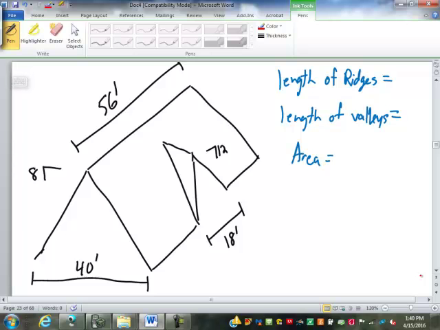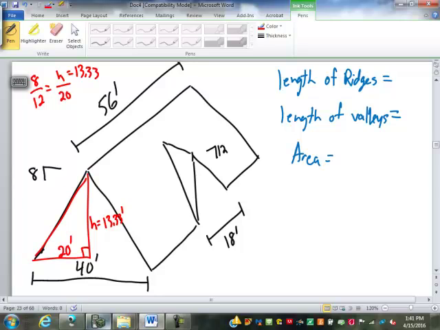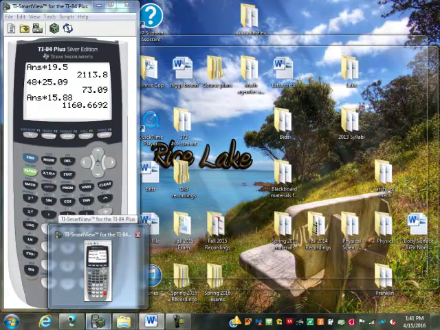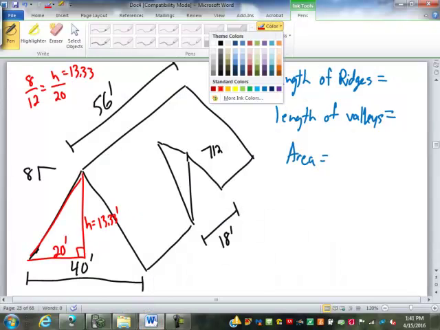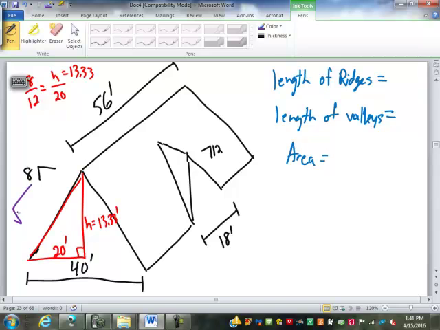So anyway, first thing I want to find is the slope of the roof here. Of course, I've got to use my half span of 20 feet. I've got to find H here. 8 over 12 equals H over 20, which is 13.33, correct? Yes? No? Okay.